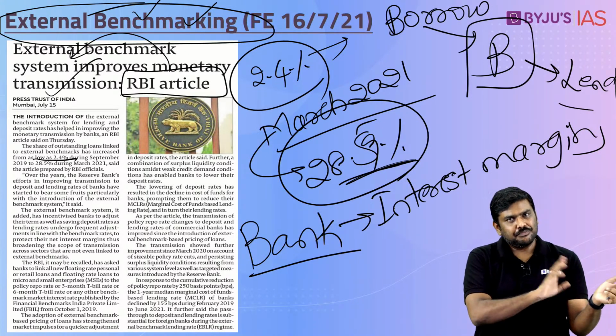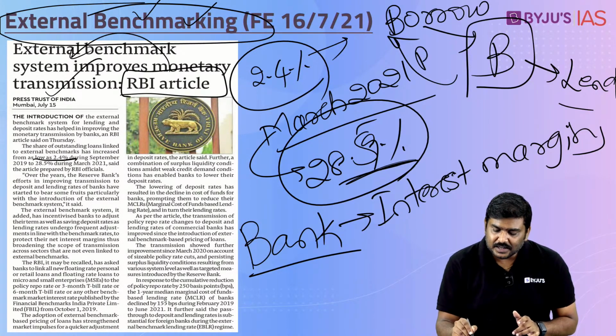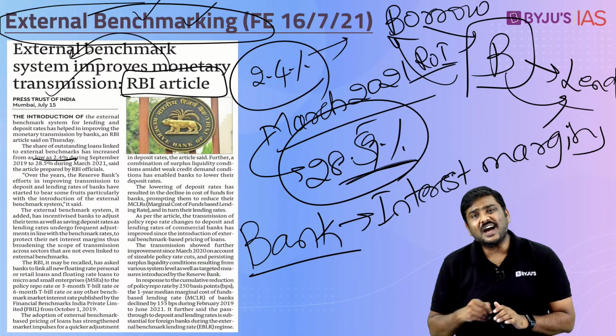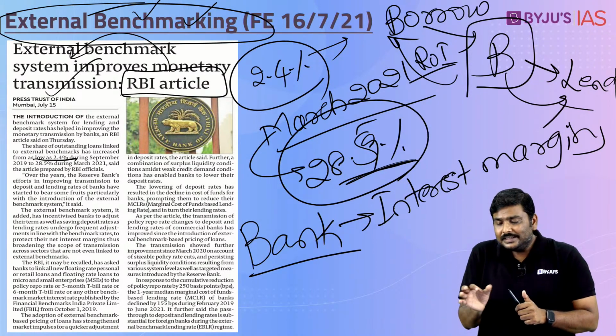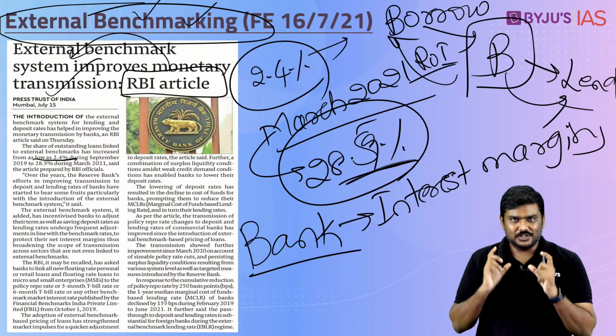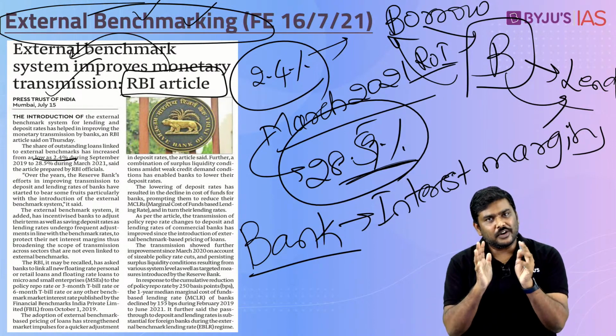Bank is borrowing, bank is lending, and when they borrow, they will have to pay a certain rate of interest here, and when they lend, they will charge a certain rate of interest. The difference between both of them is called the interest rate margin. Is it okay? And that forms one of the most important earnings for a bank.